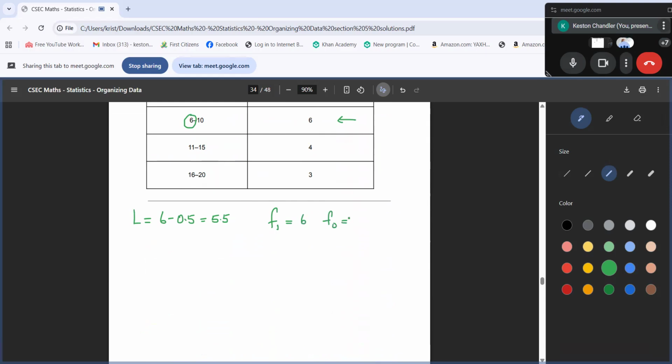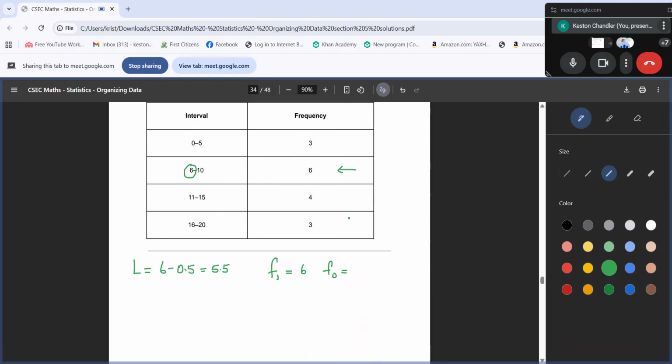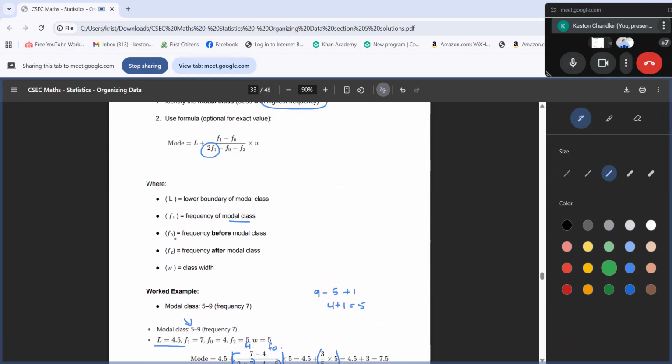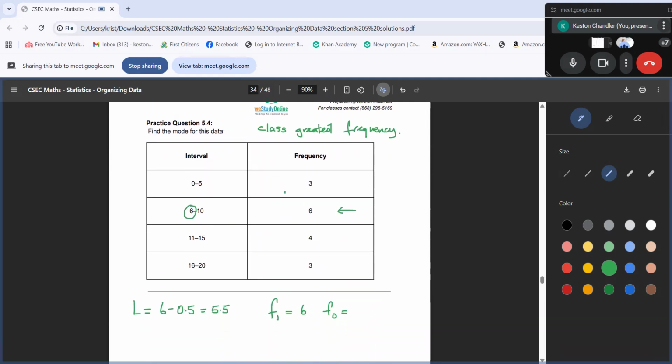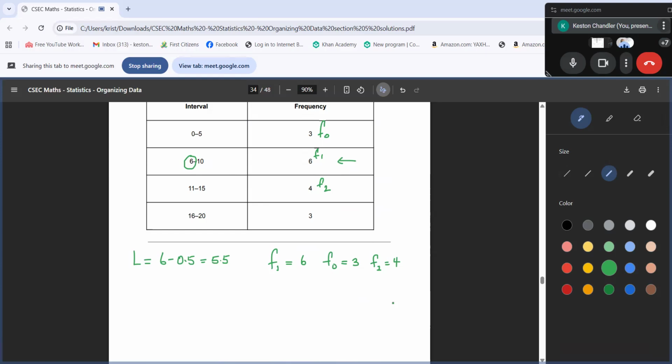F0 is the frequency of the class before the modal class. So before the modal class, this is here. This is my F0. This is my F1. And this is my F2 underneath here. So F0 is 3. F2 is 4.